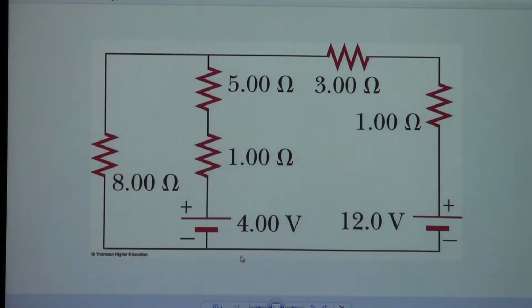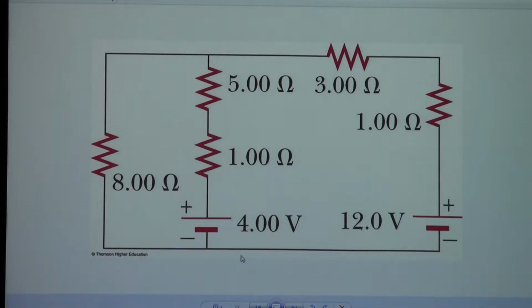So this is the whole circuit. The question says find the current in each resistor. Maybe in the interest of time, I won't solve the other part. But if we knew the current, could you get the voltage in each resistor? Current times the resistance would give you the voltage. And if they asked for the power in each resistor, could you get that too? It would be current times the voltage, or current squared times resistance, or voltage squared divided by resistance.